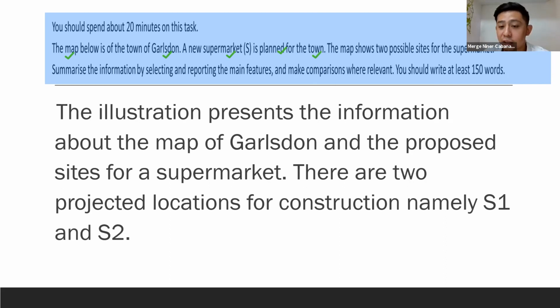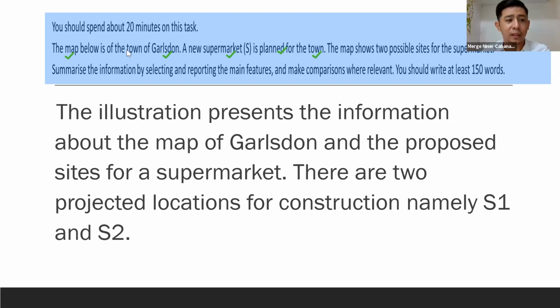I didn't use the town of Carlston because that's the same structure. Okay, so if you don't have any choice but to repeat the word, just make sure you don't repeat it the same way that it was presented in the task description. Next, there are two projected locations for construction, namely S1 and S2, which are the proposed sites for the supermarket. Okay, before I proceed, this is my sample introduction.